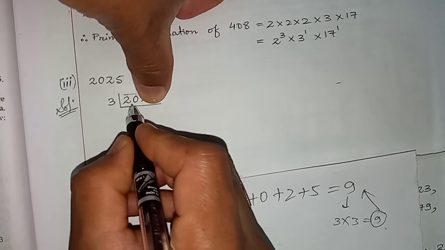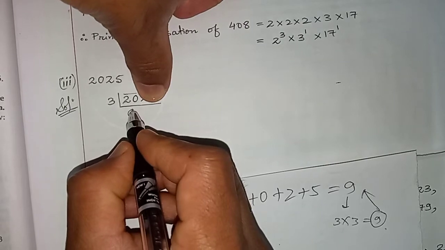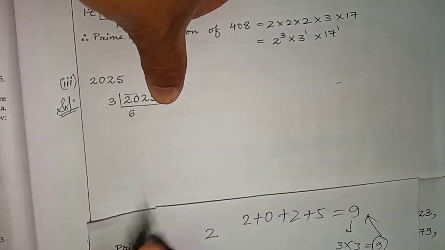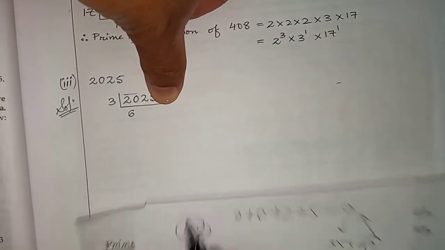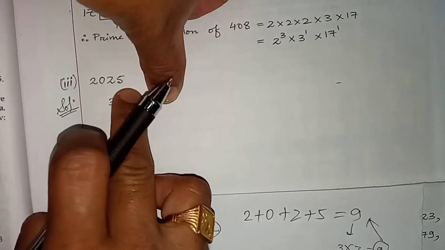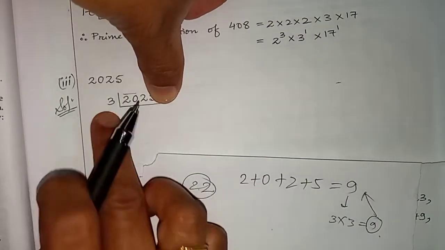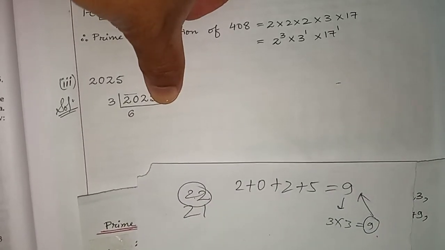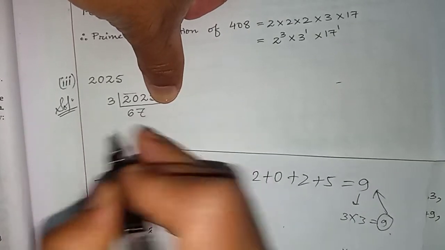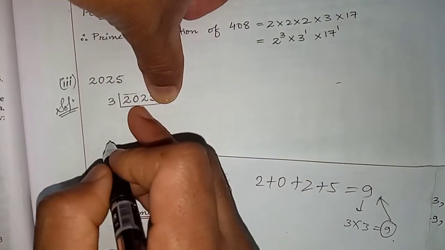Now we subtract 20 minus 18, which is 2. That remainder 2 will go and join with the 2 from the side, so now it's 22. Now the table of 3: 3 6s are 18, and 3 7s are 21. 21 is smaller than 22, and 3 8s are 24, which will be bigger. That's why 3 7s are 21.